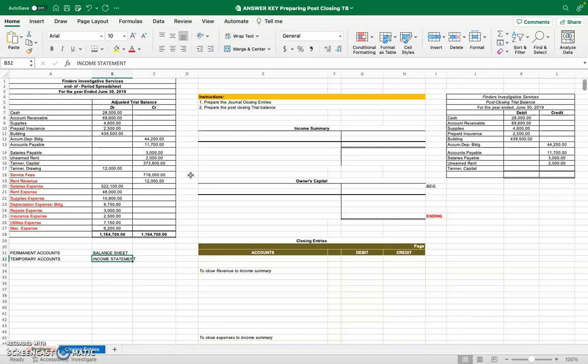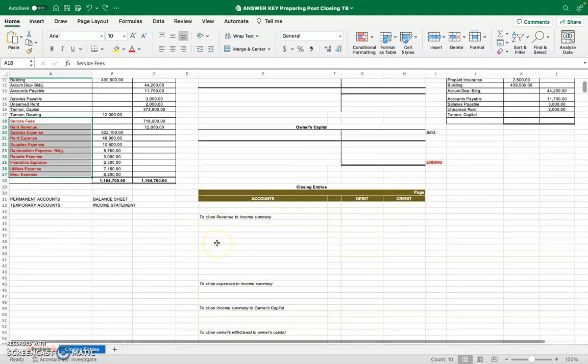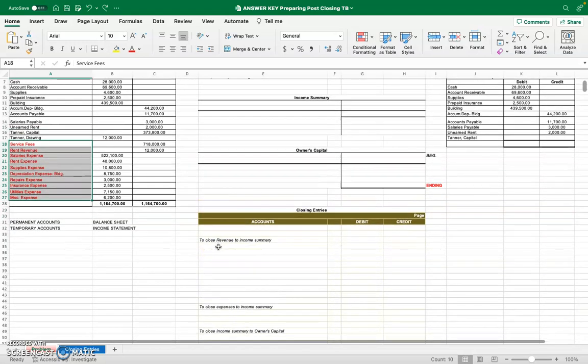But just to give you a recap of what a permanent account is and a temporary account is: a permanent account is what you call the balance sheet account. These are the assets, the liabilities, and the owner's equity. Now, temporary accounts are the income statement accounts such as revenue and expenses. So the ones that I have highlighted here, we will turn their balances into zero through the process of reversing the account.